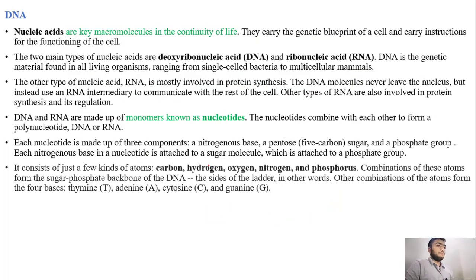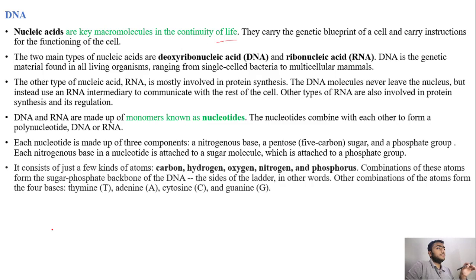DNA. So nucleic acids are in fact the key macromolecules in the continuity of life. So they carry the genetic blueprint of a cell and carry instructions for the functioning of the cell. So nucleic acids are the building molecules, or you can say that these molecules encode the instructions of a living organism. So our instructions are coded within a molecule which is called DNA, and DNA is composed of nucleic acid.